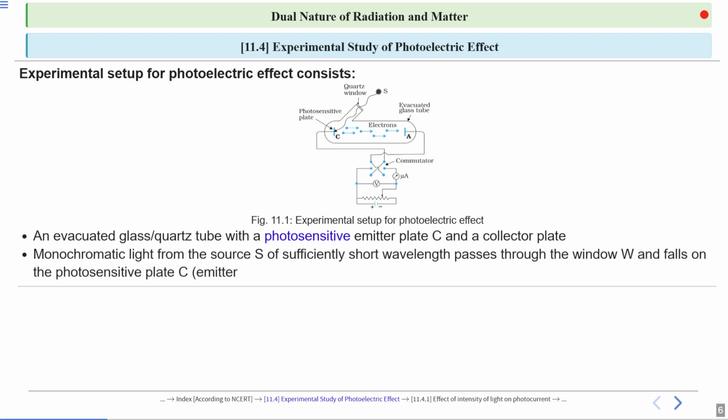Next, let's look at how the experiment works. So, monochromatic light, which means light of a single wavelength, shines through the window and hits the photosensitive plate C. The wavelength must be short enough, meaning the light has enough energy to cause electrons to be emitted. This step is essential for observing the photoelectric effect, which we will study more deeply here.